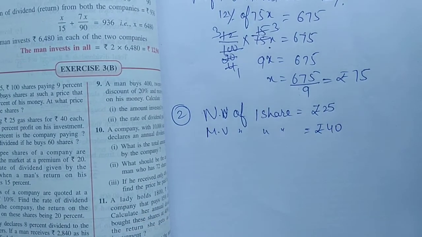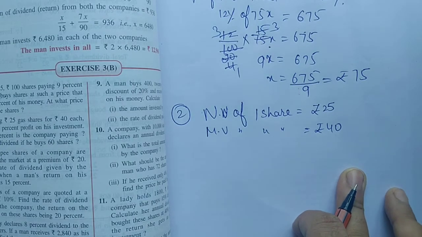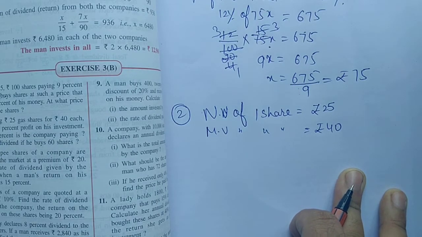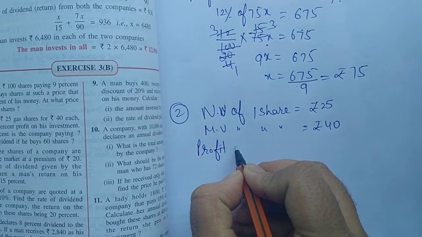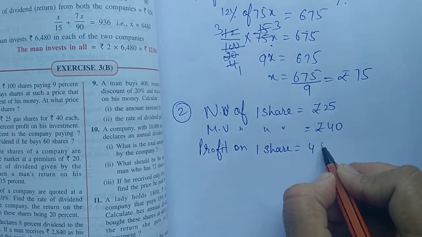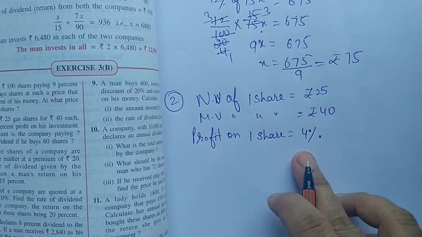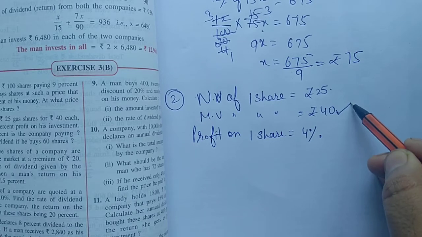A man gets 4% profit on his investment. He got 4% profit on the investment. So we will calculate the profit on one share, which will be 4%. So profit on one share is equal to 4%. Means from these two we will take the profit from market value.